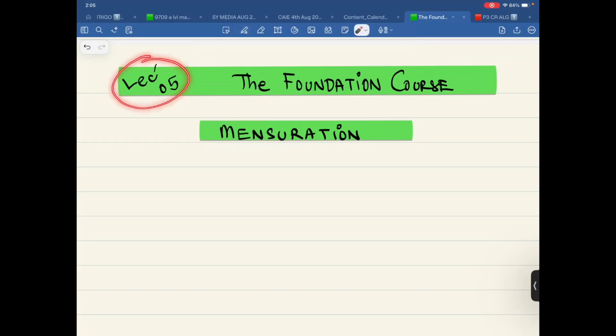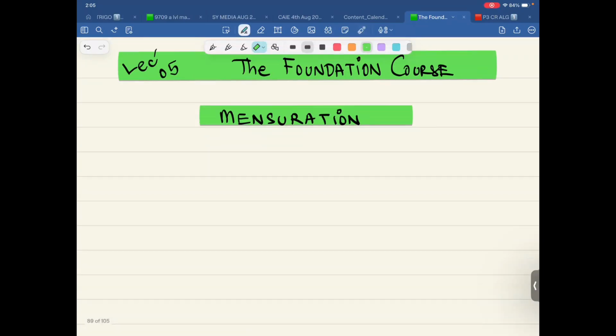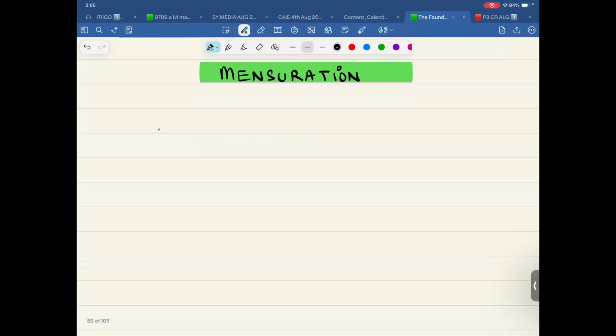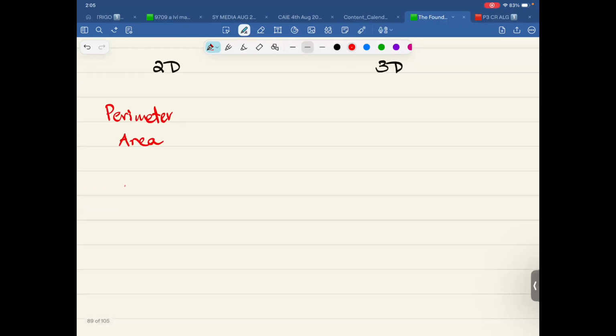So now this is lecture number 5 of this foundation course, and my main focus is on mensuration. So mensuration, what is it about? Mensuration could be of two types. It could be 2D mensuration. It could be 3D mensuration. If it's about 2D, it's about perimeter and it's about area. And we could be talking about a circle. We can be talking about arcs and sectors, which we talked about last time.